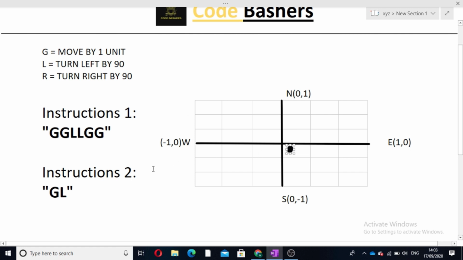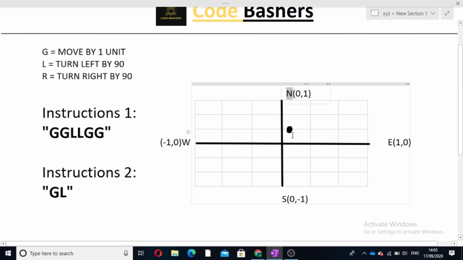And another condition is that when a robot has completed the set of instructions for the first time and is not facing north, meaning it is not facing its initial direction, then also we will return true, because when we repeat this instruction many times, every time it will reach its original position. So these are the two conditions in which we have to return true.